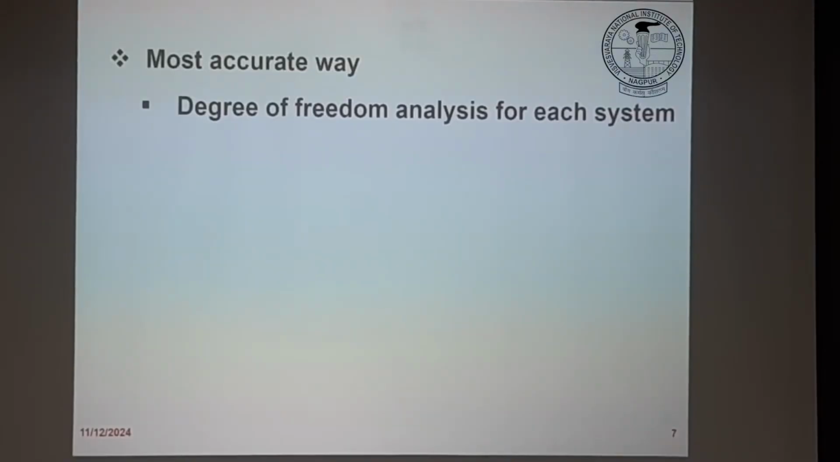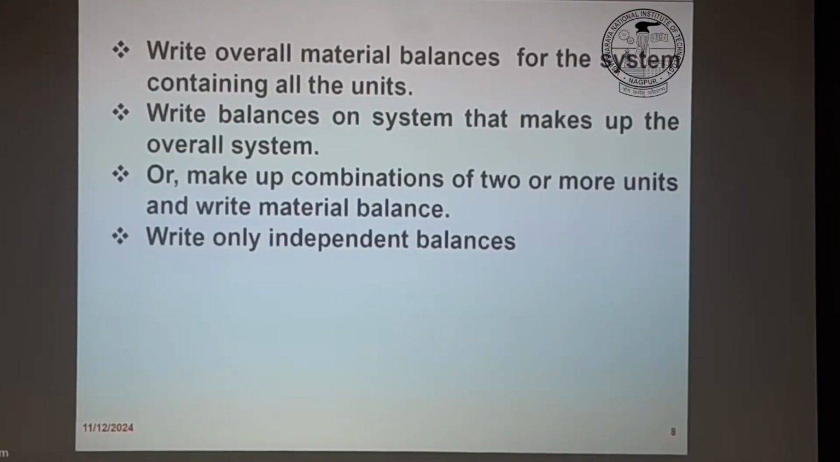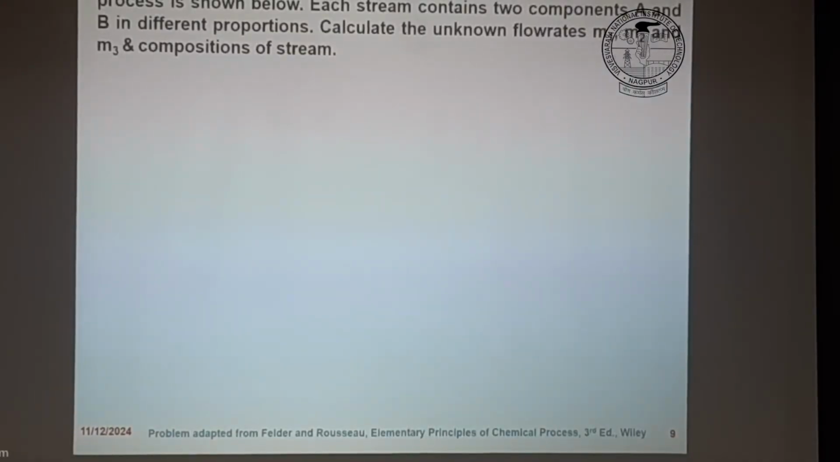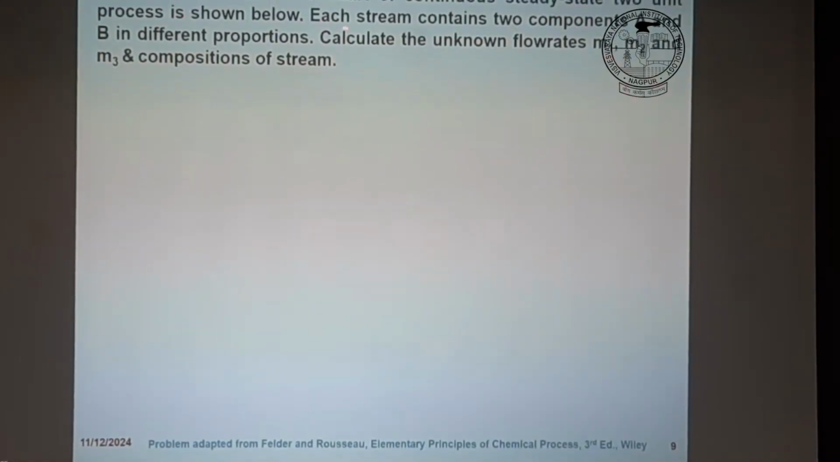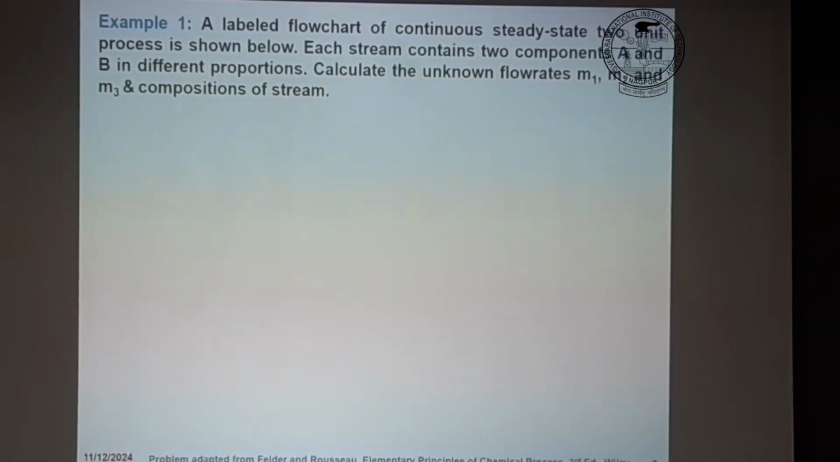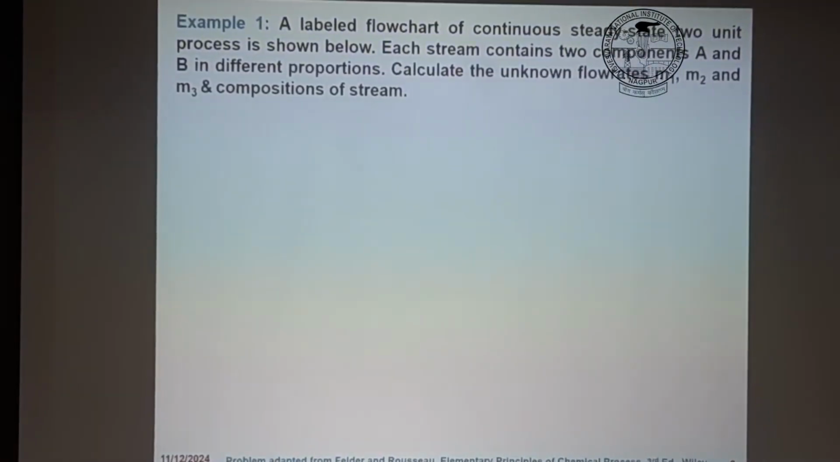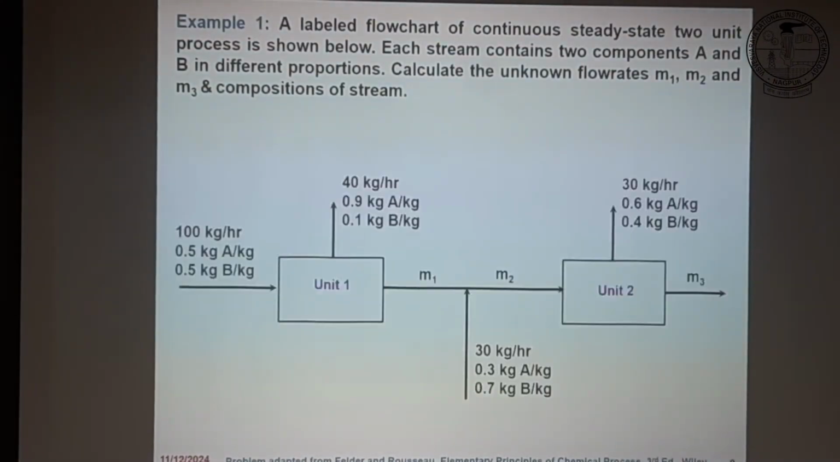So let's take an example, one example which is not specified. It is a very general example. Okay. So we have a labeled flow chart of a continuous steady state 2-unit process shown below. Each stream contains 2 components, A and B, in different proportions. And we have to calculate the flow rates M1, M2 and M3 along with their compositions. Okay. So this is the flow chart which is provided, and it is a very general problem. It is not a specified problem.